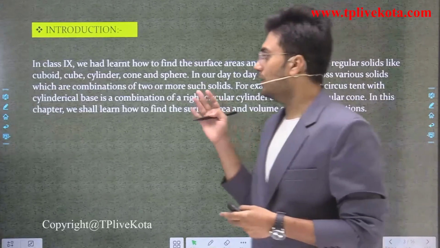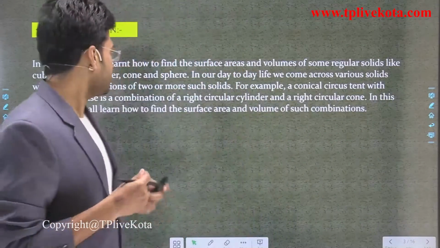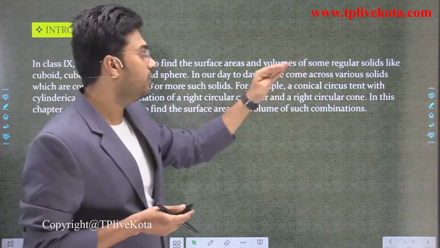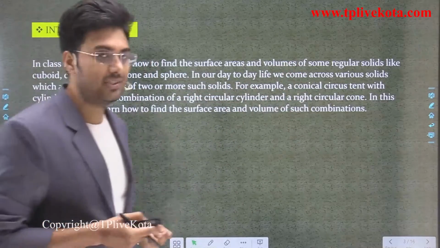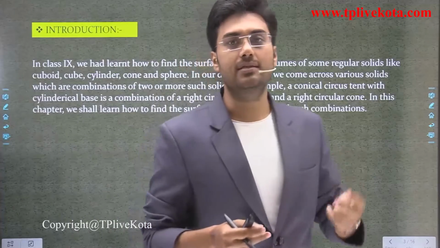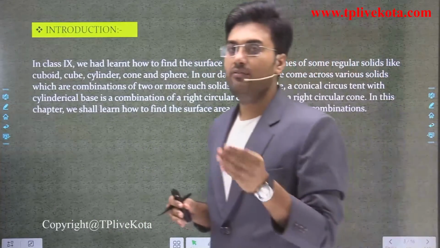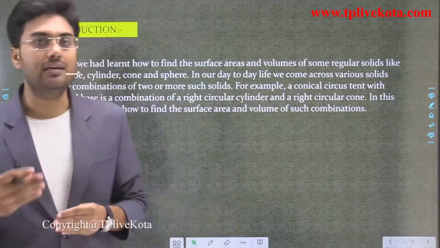So in class 9 we had learned how to find the surface area and volume of some regular solids such as cube, cuboid, cylinder, and especially the right circular cylinder. Then we studied cone and sphere.